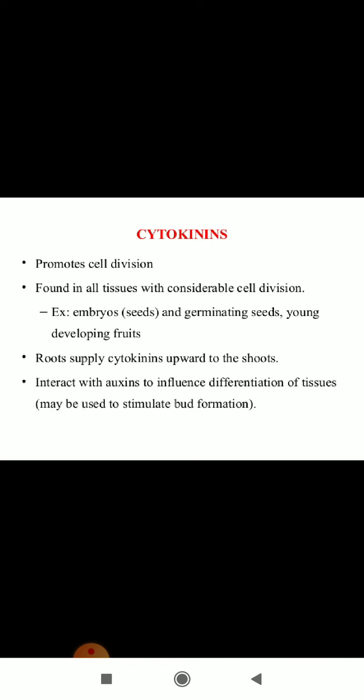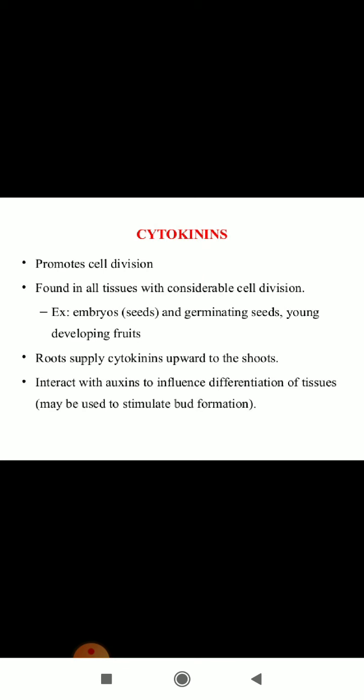So the roots supply cytokinins upwards to the shoots, okay, and interact with auxins to influence differentiation of tissues, and they may be used to stimulate bud formation. When we talk about plant tissue culture, we will see that auxins and cytokinins interact with one another to form callus, and from the callus, when a suitable ratio of cytokinin and auxin is applied, root formation and shoot formation takes place.